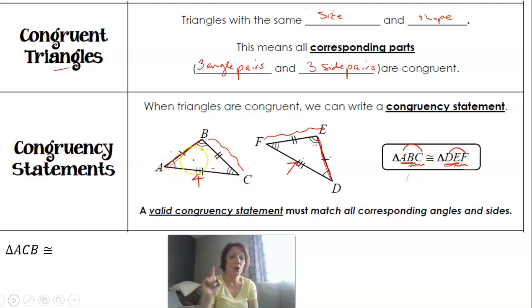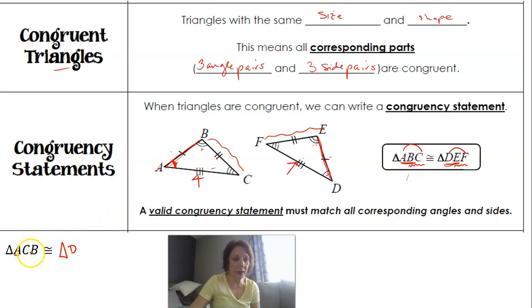Okay. When I write my congruency statement, when I write my other triangle's name, I can't write DEF anymore, because now I have to make sure that my parts line up. Right? So I can't write DEF anymore. What I have to do is say, okay, well, what lines up with A? Okay. A has 1 little tick mark. Let's go over here. What has 1 little tick mark? D. So since A is first, on this side, D has to be first.